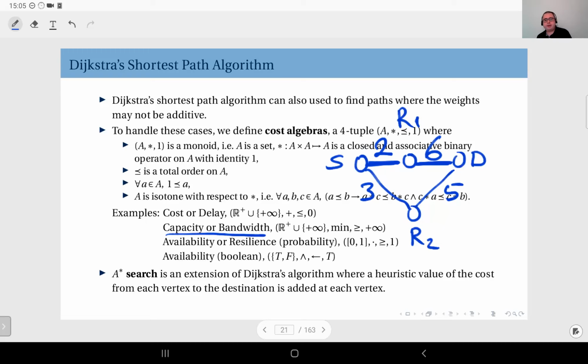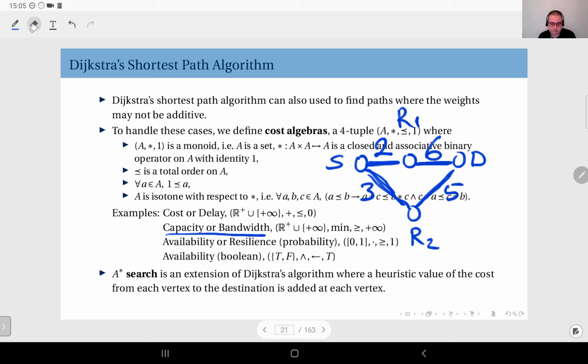However, when you look at the path from source to destination through R2, you see the capacity on the entire path is now 3. Because, well, you do have an edge here with a capacity of 5. But since this is the minimum, the capacity with 3, that will determine the capacity of the entire path. So what you are looking for in this scenario is to maximize the minimum capacity along any path. You can also do this using Dijkstra's algorithm.